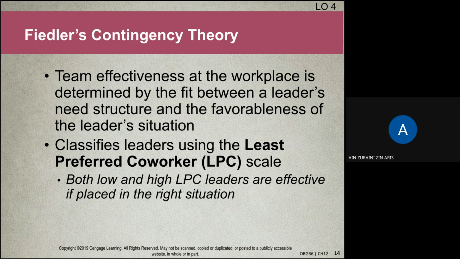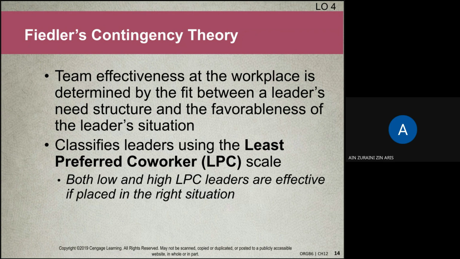And the third one is position power. Does the leader have formal authority or position and power over rewards and punishments? So these factors combine to create 8 possible situations ranging from very favorable to very unfavorable. Okay, so who succeeds in what situation? So now here's the interesting part. Low LPC or task-oriented leaders are most effective in situations that are very favorable and very unfavorable.